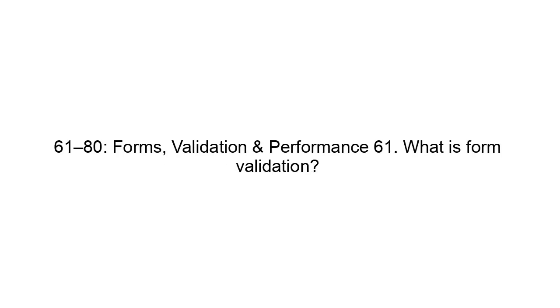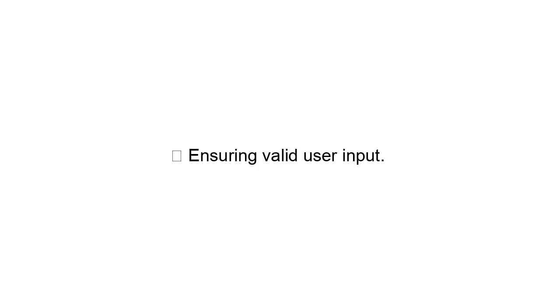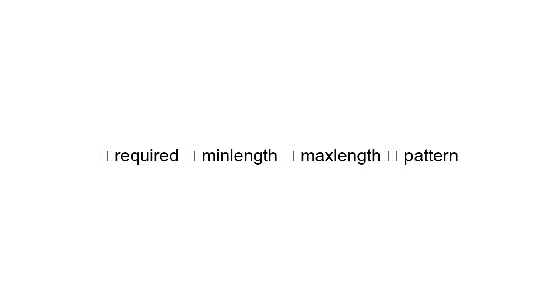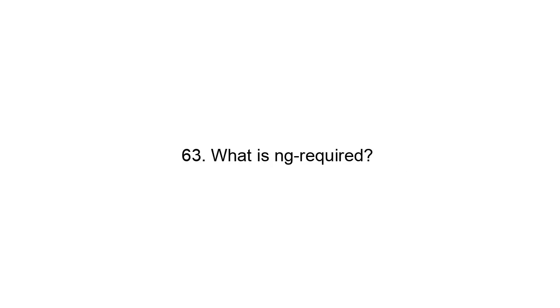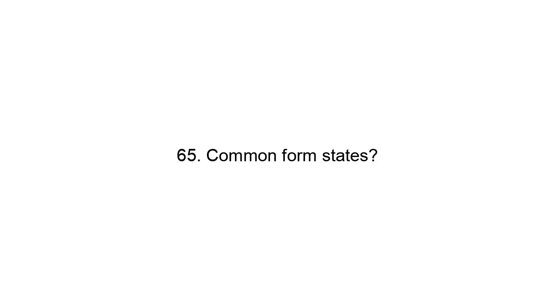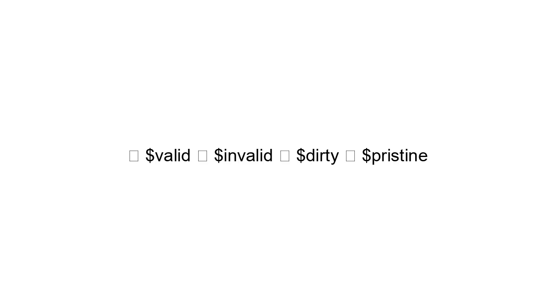61 to 80. Forms, validation, and performance. 61. What is form validation? Ensuring valid user input. 62. Built-in AngularJS validators. Required, minlength, maxlength, pattern. 63. What is ng-required? Makes field mandatory. 64. What is form state? Tracks validation and interaction status. 65. Common form states. $valid, $invalid, $dirty, $pristine.